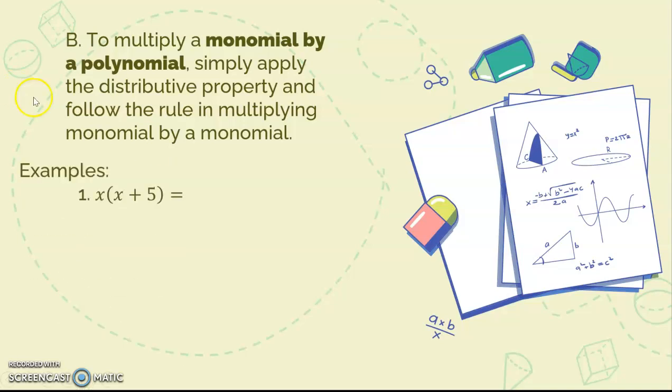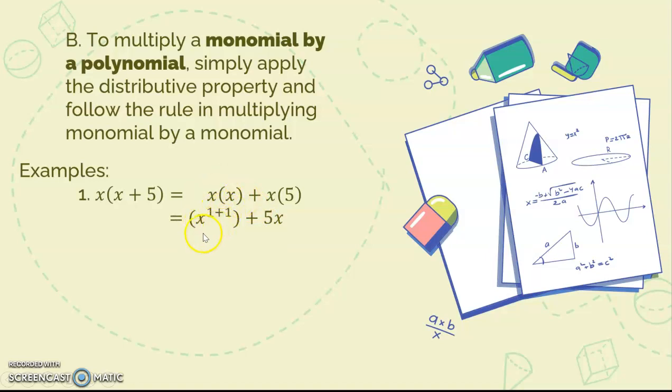Number 1, we have x times the quantity x plus 5. So, we distribute the x by multiplying it with each term inside the parenthesis. Okay, so we have this one. Multiply x by x, so x times x. And then plus. I did not forget the plus sign. And then copy x times 5. Okay, so that is how you distribute it. Next, we have x. Just copy.